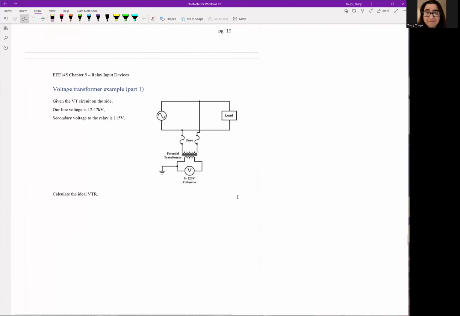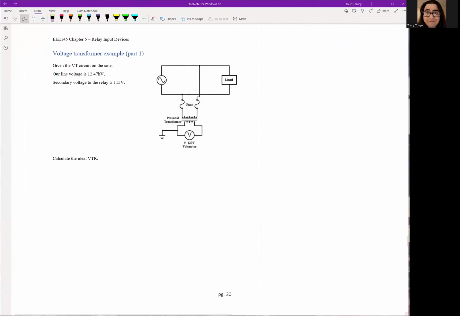Okay. So why don't we go ahead and do an example real quick, right? To show you how VTs work. Again, if you know CTs, VTs aren't that much different. So let's take a 20-minute break to work on this problem, just to give you an idea.